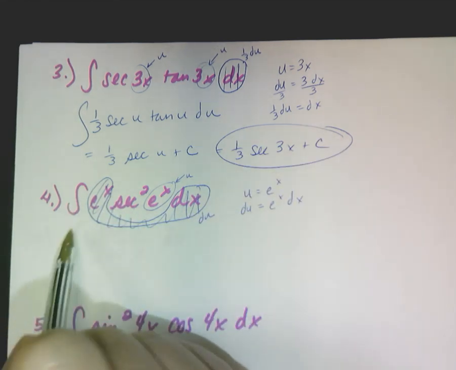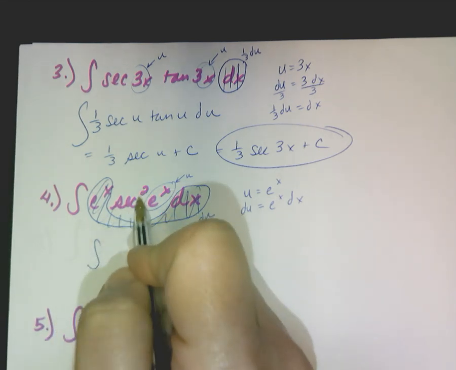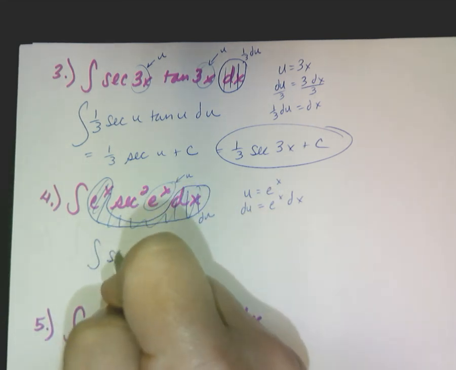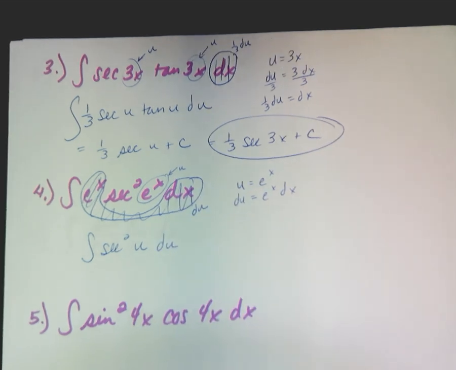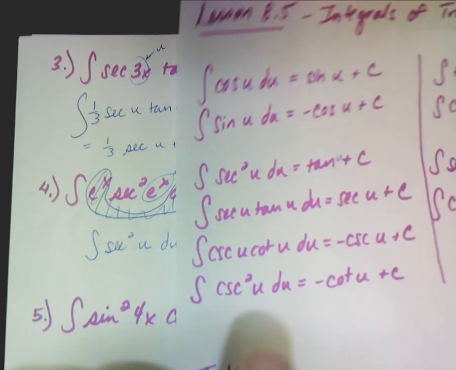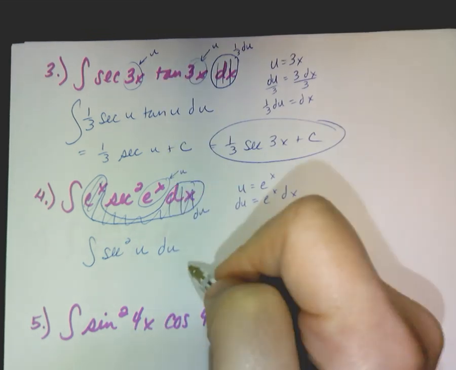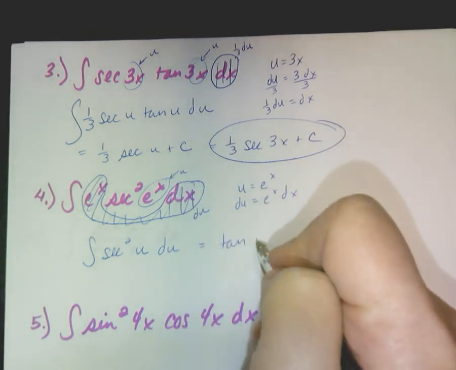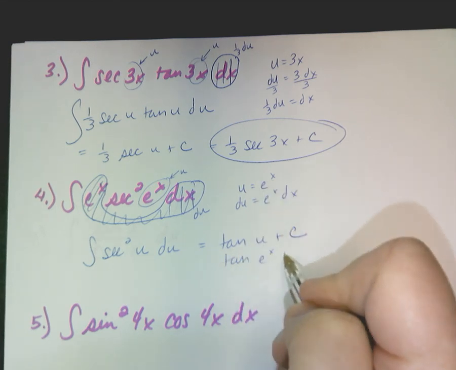So I'm going to rewrite this. What's in purple is going to be the integral of secant squared and then a u, and then put du. And again, the integral for secant squared is tan u. Sorry that I forgot that, tan u. So it would be tan u plus c, or in this case, what's my u? Tan e to the x plus c.